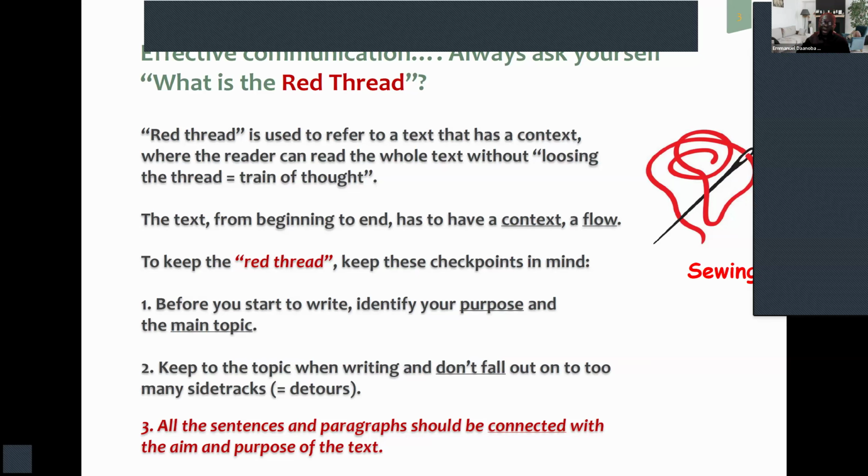All the sentences and paragraphs should be connected with the aim and the purpose of the text. So when you are writing your manuscript, make sure every sentence you write, reread it, connect it with your title and see whether there is some linkage. If there is no linkage, delete it. Every sentence you write in your manuscript should have something to do with the aim, the title, the purpose of the work.